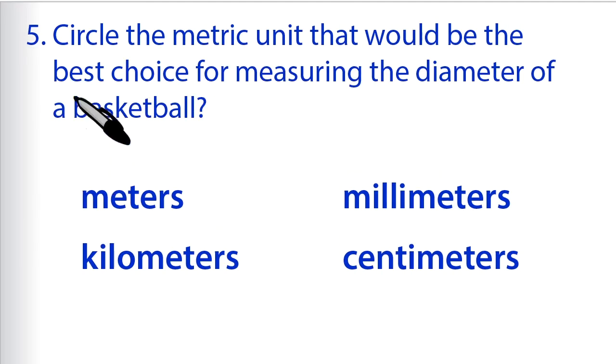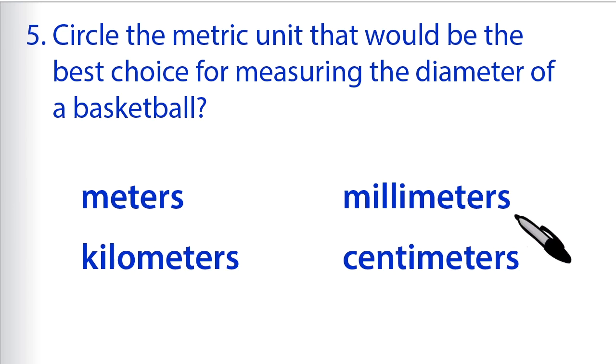For problem 5, we're told, circle the metric unit that would be the best choice for measuring the diameter of a basketball. And we have meters, millimeters, kilometers, and centimeters. Now, a basketball is smaller than a meter, probably like 3 or 4 basketballs would fit in a meter. So that's not a great unit for measuring a basketball. It wouldn't be terrible, though.